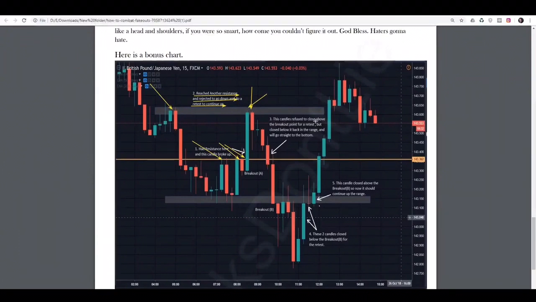Now this candle refused to close above the breakout point of the retest. So this candle had to close bullish at this previous resistance, but it closed back in the range and went straight to the bottom. Now this candle had no wick to the bottom, but we had a complete breakdown, because when we look at the candles, this candle made a low right over here, right? The next candle went bullish, right? But it closed below the support. It still doesn't mean it's a sell.